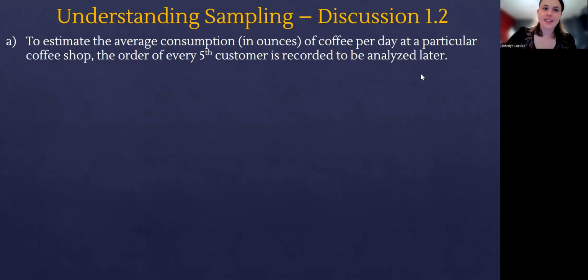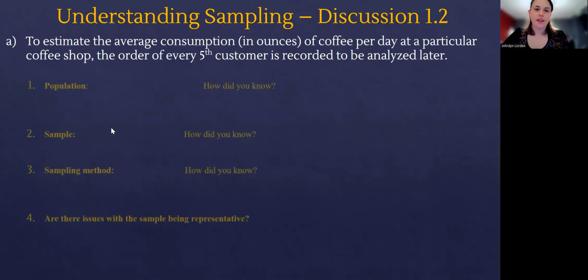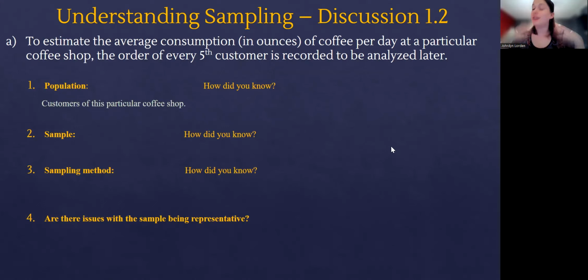So part A here, to estimate the average consumption in ounces of coffee per day at a particular coffee shop, the order of every fifth customer is recorded to be analyzed later. So the first thing we want to talk about is the population. So the population here should be the customers of this particular coffee shop, okay? We only sampled people at this coffee shop, so we can't say that this applies to other people. And we want to know, how do we know that that's what the population should be? So we want to say that the problem states at a particular coffee shop. So we're thinking that is what the researcher wanted to obtain.